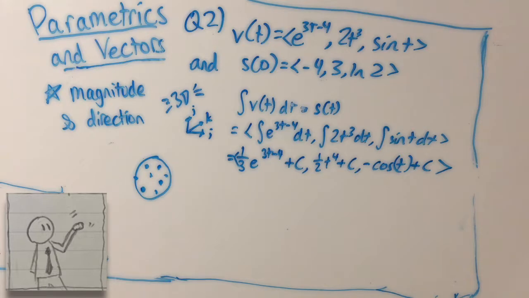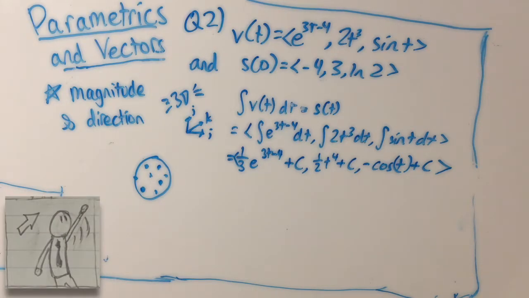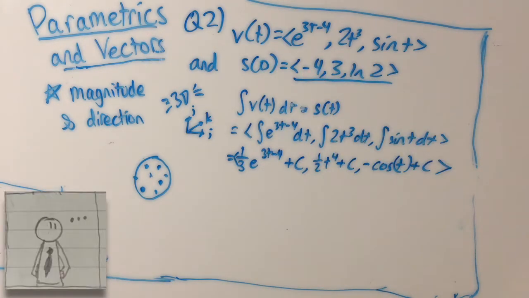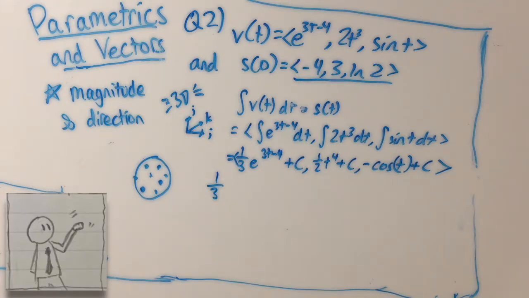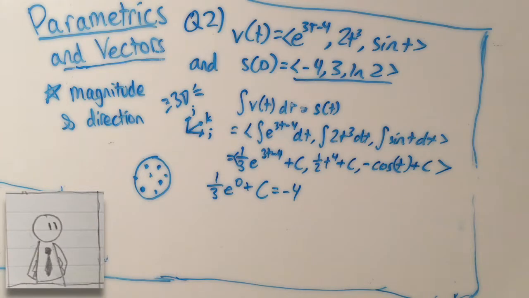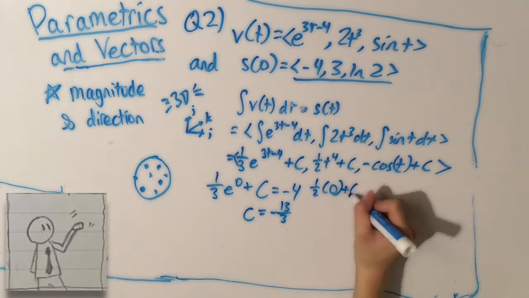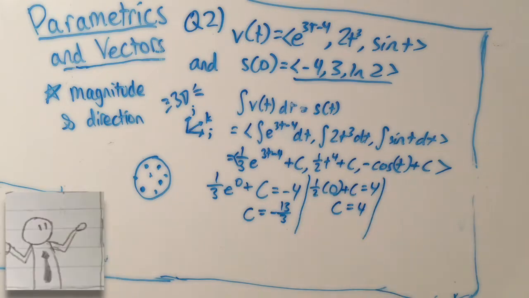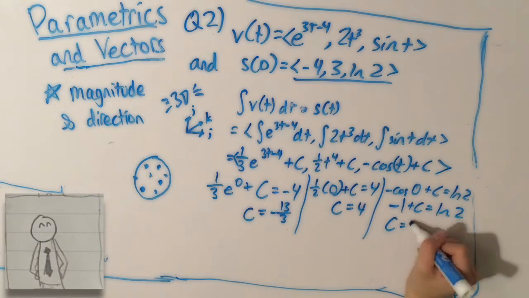To solve for each, we can use the initial condition given to us in the question statement. So 1/3 of e to the 0 plus c is equal to negative 4, c is equal to negative 13 over 3. 1/2 of 0 plus c equals 4, c equals 4. Negative cosine of 0 plus c equals ln 2, c equals ln 2 plus 1.